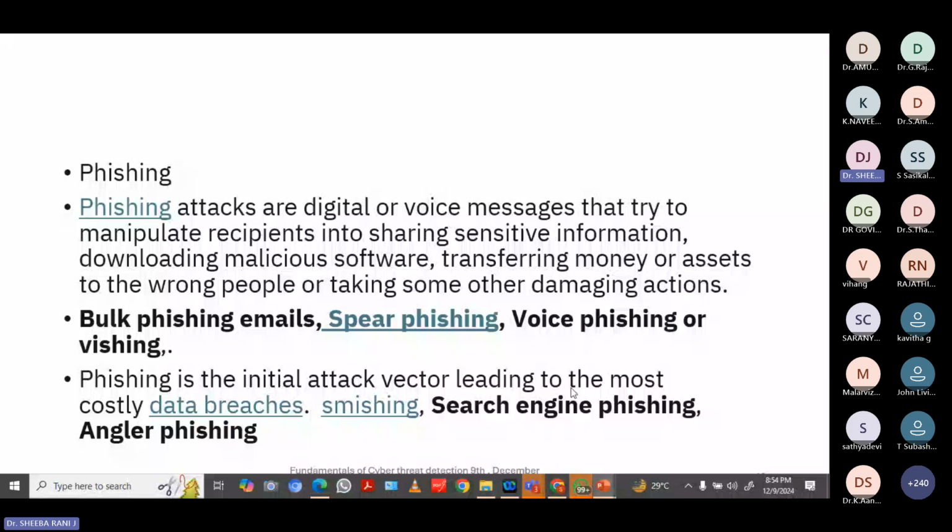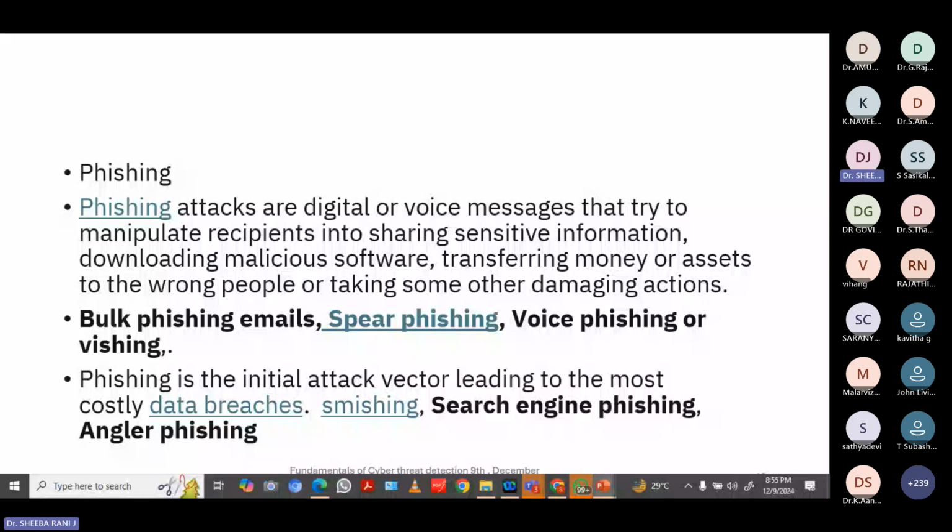When we go for these types of phishing, anybody, all of you have encountered it, right? We will be ignoring those messages, right? But sometimes people who are not aware of these things will go into that, right?